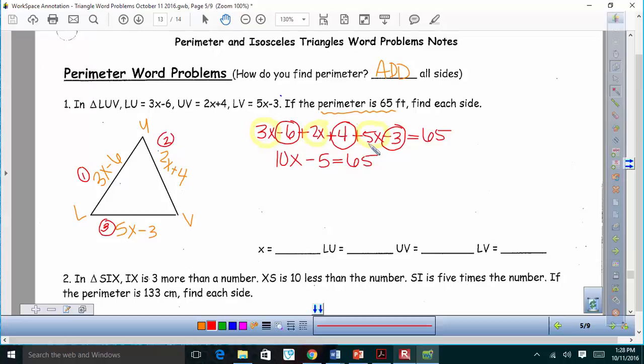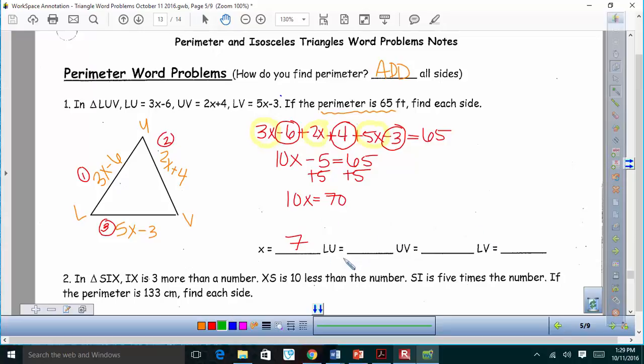Okay, from here it's just simply solving for x. So what would we do first? Add 5 to both sides. That would give us 10x equals 70. And so what does that mean x would equal? 7. Okay? And then it asks me for each side, LU, UV, LV.